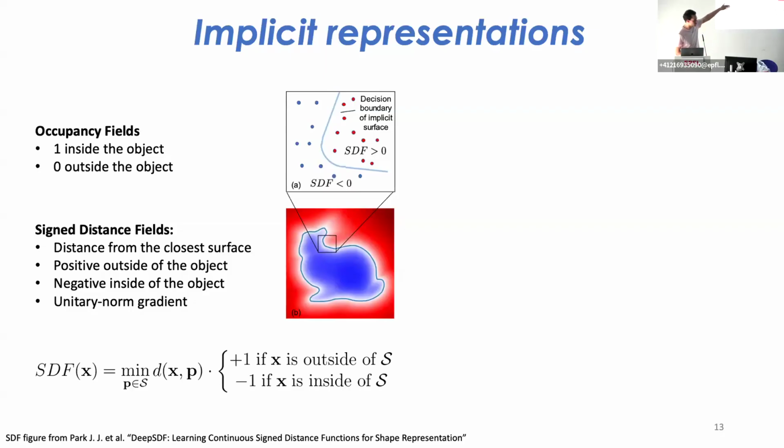Okay, so here you see a 2D slice of a bunny. You have all those SDF points in red that are out of the bunny, so they have a positive sign, and inside they have a negative sign.